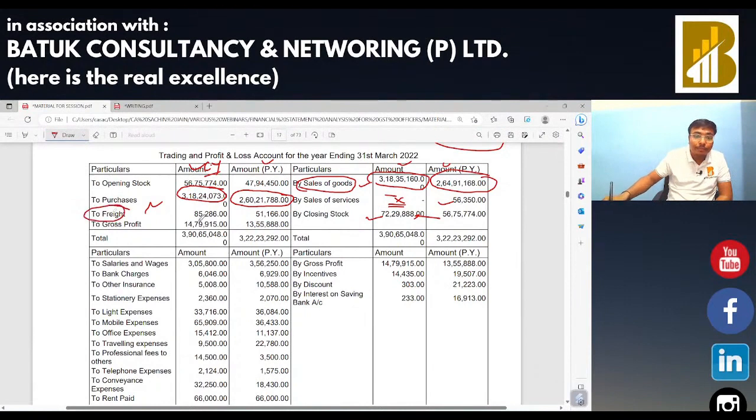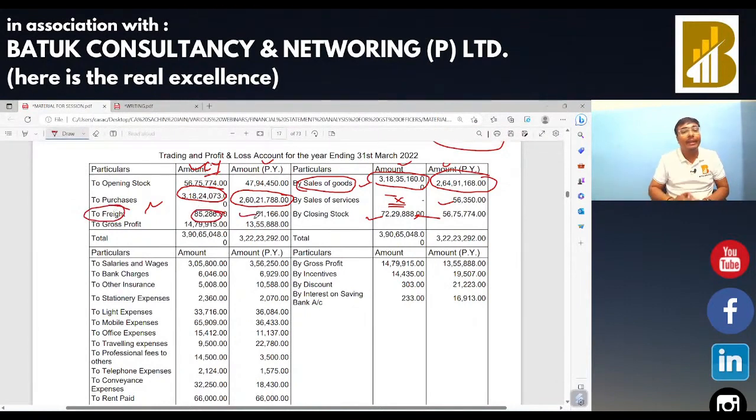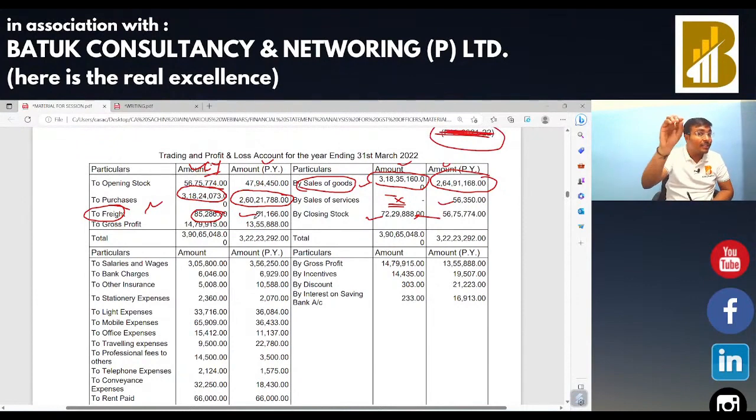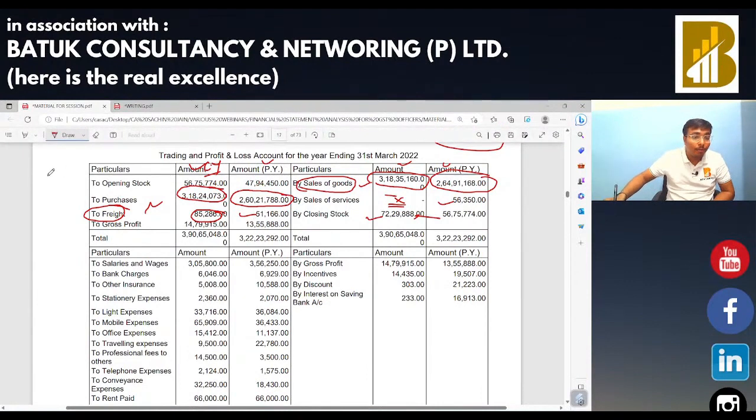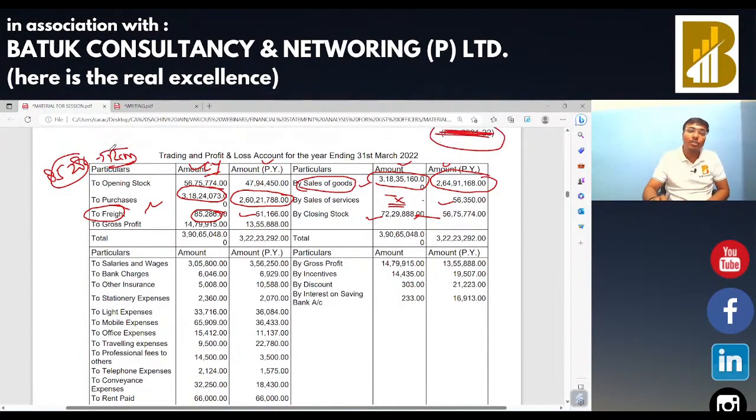Sir, freight 85,286 and 51,166. From that freight you just need to check the GSTR 3B, consolidated GSTR 3B return. Okay, on whole this 85,286, taxpayer has paid RCM or not. You need to check the same. And how you can check? You just need to download the consolidated GSTR 3B return from the GSTN portal. In that you can easily check that the freight is okay or not.